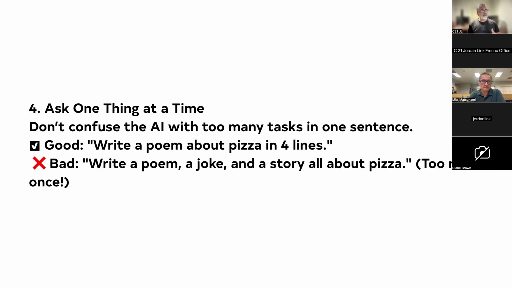Then ask one more thing. So don't confuse AI with too many tasks in one sentence. So what you want to do is write a poem about a pizza in 4 lines. Bad would be write a poem, a joke, a story all about pizza. Too much. Too much information all at once. It's like, okay, hold on. What is it that you want specific?